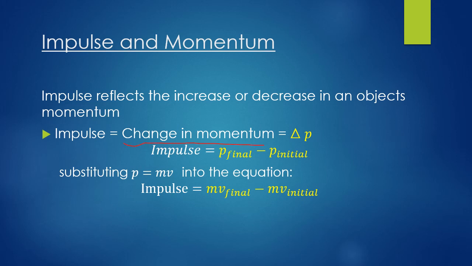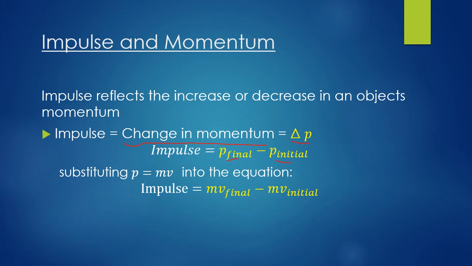If you ever have a change in anything, it's usually represented by this triangle, which is called a delta sign. So delta P is the change in momentum. Whenever you have a change in something, it's always final minus initial. So impulse is going to be the final momentum minus the initial momentum.